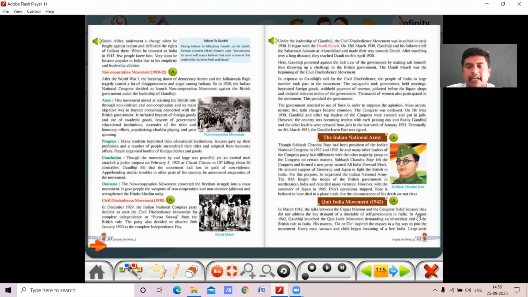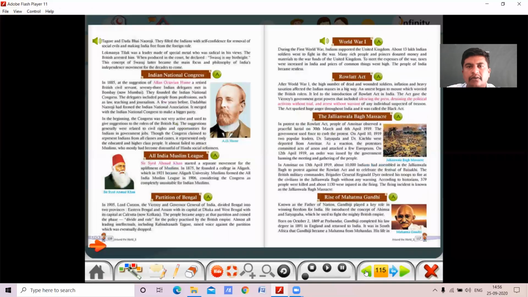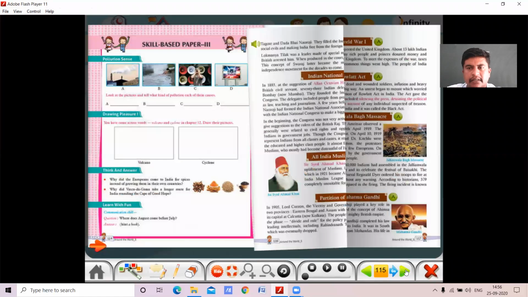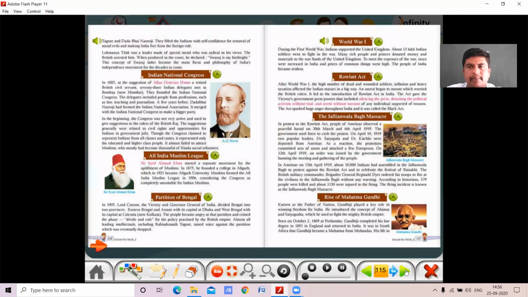The chapter name is India's independence movement. The first part we have already learned in the previous class. Just remember what we discussed in the previous class.